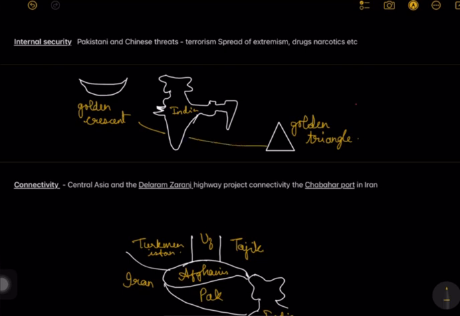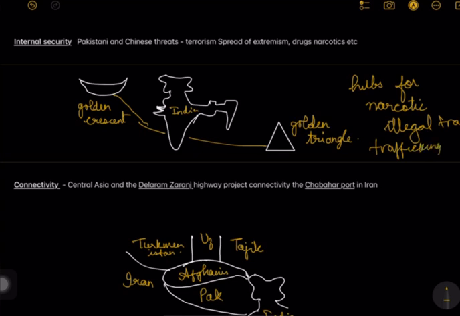For both the Golden Crescent and the Golden Triangle, which are the hubs for all the narcotic activities, drugs, illegal trades, trafficking, etc. And they also play a very important role in spreading radicalism, terrorism.